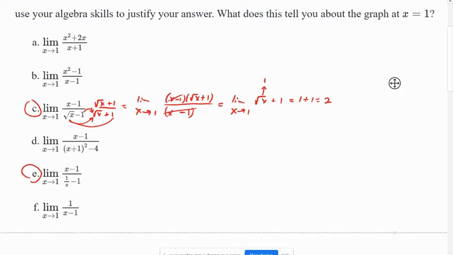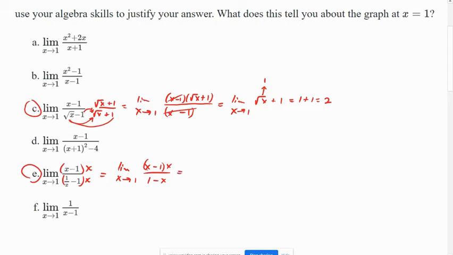For problem E, we can simplify. This is a complex fraction because we have a fraction inside a fraction. And so a while back we did some work with simplifying complex fractions, and the method was to multiply by the common denominator of all the denominators you see. So I only have one denominator, that's x, so I'm going to multiply the top and the bottom by x. So then the top becomes x minus 1 times x, and the denominator becomes 1 minus x.